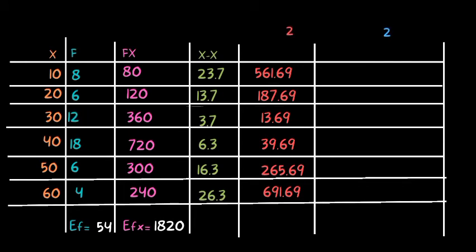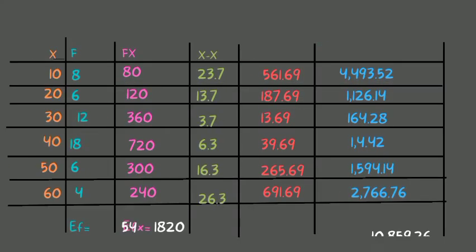The next step is to look for your x minus x-bar squared. So you're going to find the square of each of the numbers. 23.7 squared gives you 561.69. 13.7 squared will give you 187.69. So you do it like that. You square all the numbers you have for your x minus x-bar.